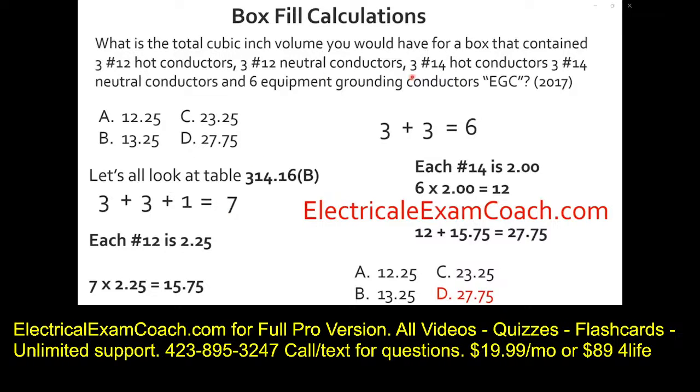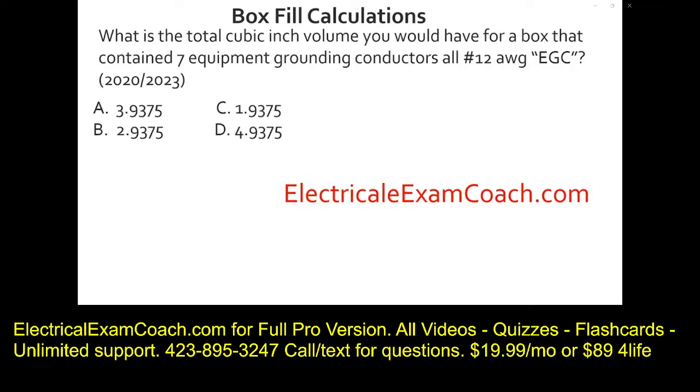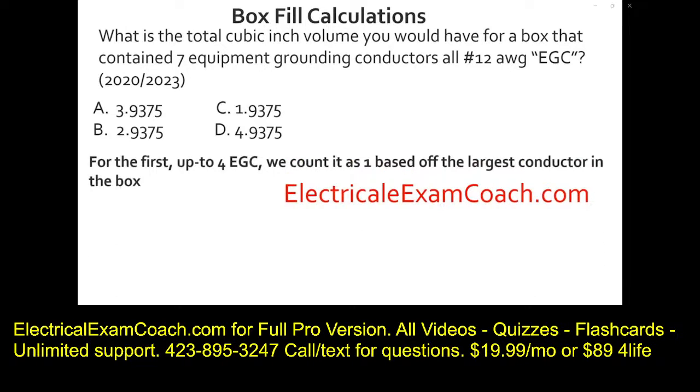Now let's move on to the 2020 and the 2023. What is the total cubic inch volume you would have for a box that contained 7 equipment grounding conductors, all of the 12-gauge persuasion in the 2020 and the 2023? I left out all other conductors because you're going to use the same rules in that after you do this calculation, you group it with whatever the largest conductor is in the box, like you learned previously. What we're going to do is count the first 4 and count it as 1. And then a 1/4 inch increase for each one past 4.